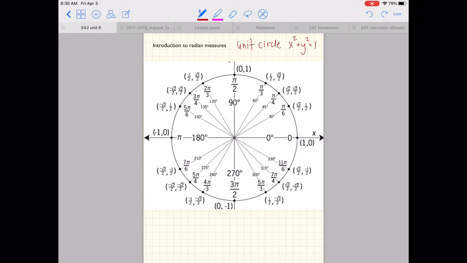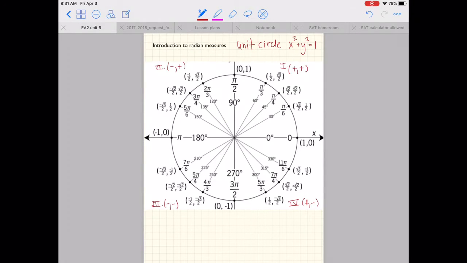The only thing we did have to remember is that the signs in quadrant 1 are positive. In quadrant 2, the x values, you'll notice, are all negative and the y's are positive. In quadrant 3, they're both negative. In quadrant 4, the x is positive but the y is negative. So we remember that when we're doing our sine, cosine, and tangent problems.